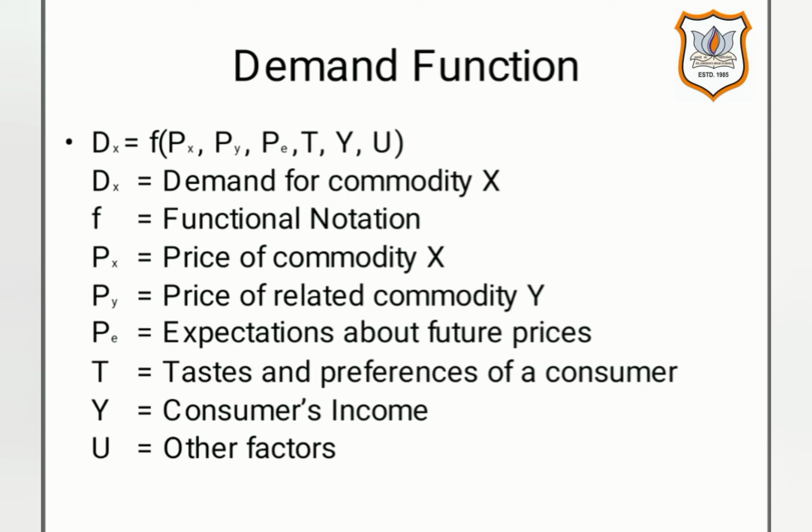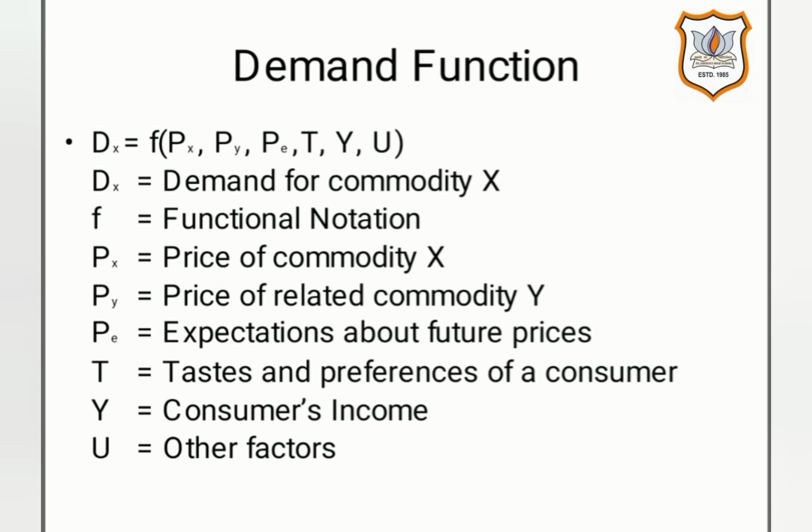Why? Because as we have seen in the determinants, the determinants are mainly divided into two parts. First one was price and second one was factors other than price, which are also known as other determinants. So here the first one, that was Px, was price of commodity X. Now Py is equal to price of related commodity Y.